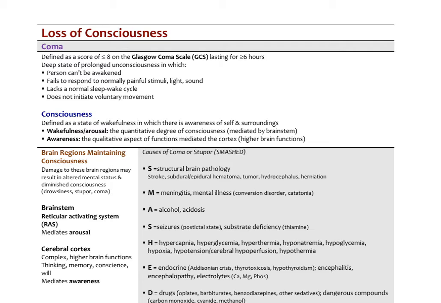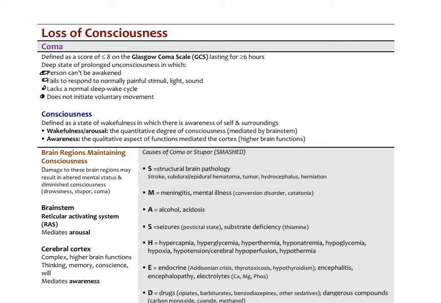And so the Glasgow Coma Scale is a very helpful way of assessing a person who's unconscious or partially conscious, what their level of impairment is. So by definition, coma is really a deep state of prolonged unconsciousness in which the person can't be awakened. So they're alive, but they can't be awakened. They fail to respond to normally painful stimuli, light and sound. They lack a normal sleep-wake cycle, and they do not initiate voluntary movement. So that's by definition a coma.